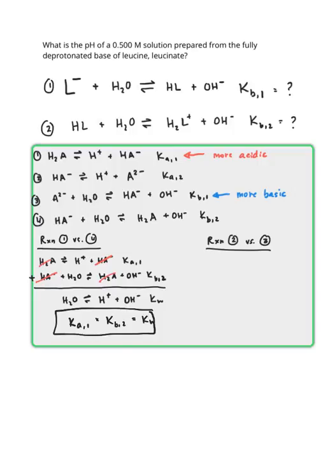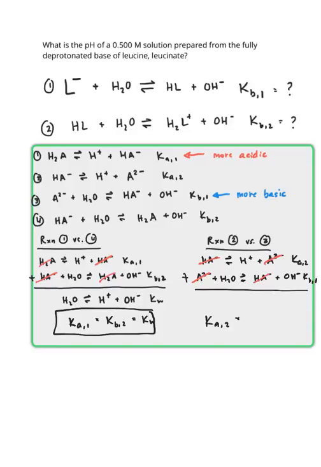Similarly, comparing reactions 2 and 3, HA minus deprotonates to form H plus and A2 minus, given by Ka2, or A2 minus reacts with water to form HA minus plus OH minus, given by Kb1. Add these two reactions together, and again, we end up with the autoionization of water. This suggests to us that Ka2 times Kb1 gives us Kw.